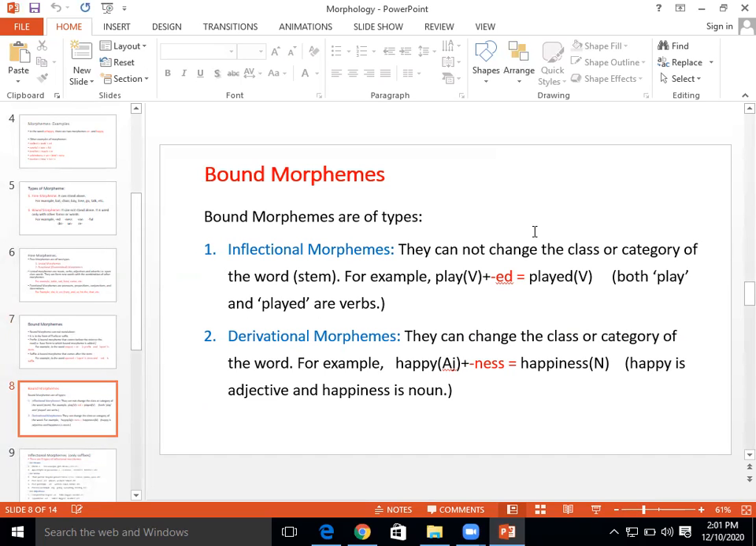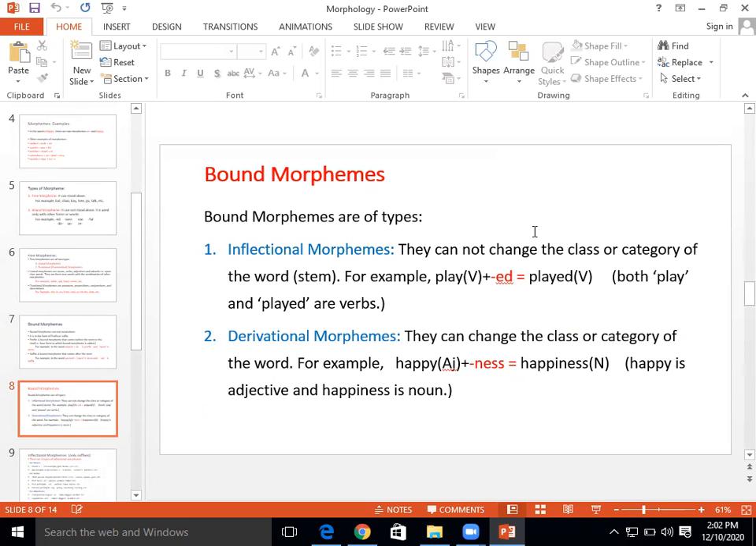Now bound morphemes, means suffixes and prefixes, are again divided into two types. Inflectional morphemes means they cannot change the class or category of the word. Means when inflectional morphemes are added to other words, the category of that particular word or the stem to which it is added is not changed. For example, play is a verb, and when we add ed with play, it becomes played. So played is also a verb. So there is no change of category. Verb remains verb. That's why both play and played are verbs. Because of ed, there is no change of category. That's why ed is an inflectional morpheme.